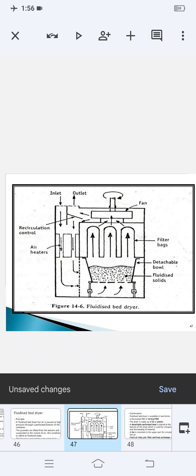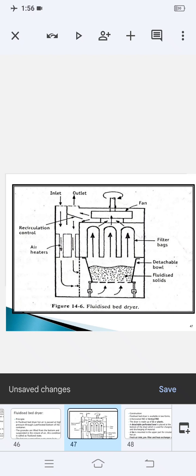Now let us see how it works. The wet granules which are to be dried are placed in the detachable bowl. The bowl is pushed into the dryer. Fresh air is allowed to pass through a pre-filter, which subsequently gets heated by passing through a heat exchanger. Now what is happening? The hot air flows through the bottom of the bowl and simultaneously the fan is allowed to rotate. The air velocity gradually increases. When the velocity of the air is greater than the settling velocity, the granules remain partially suspended in the gas stream. It means the granules are in the fluidized state.